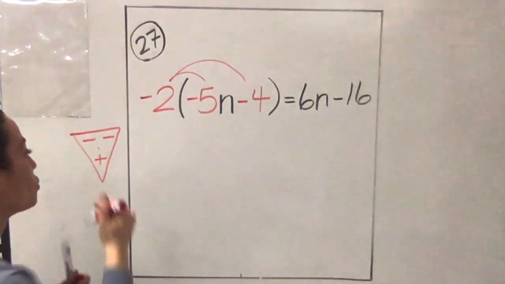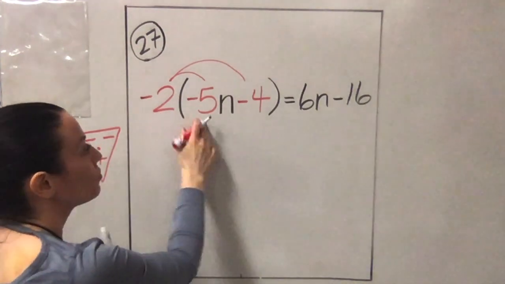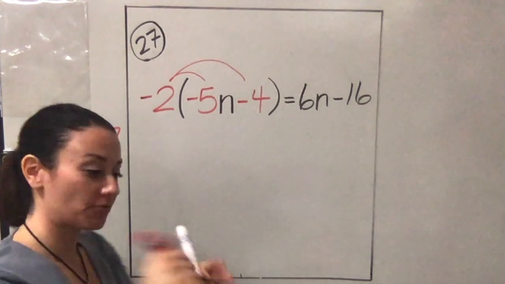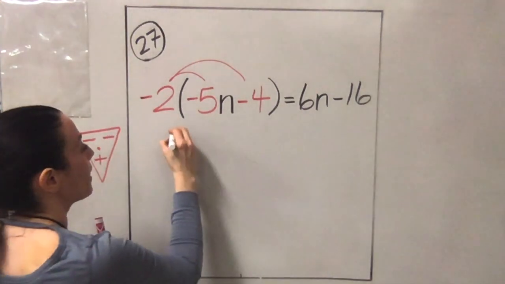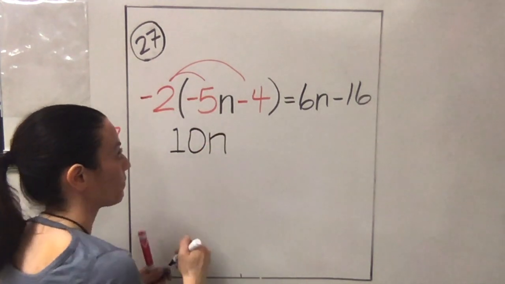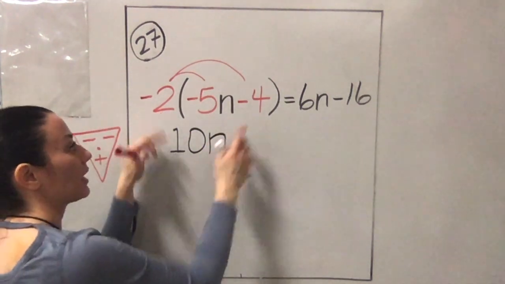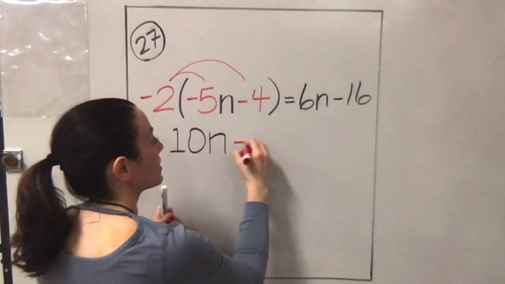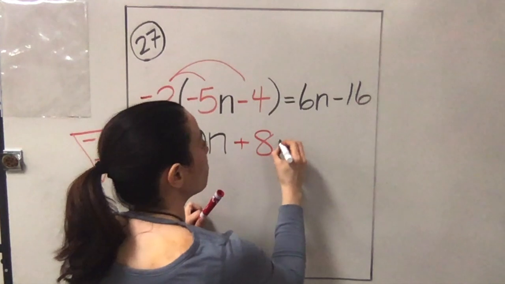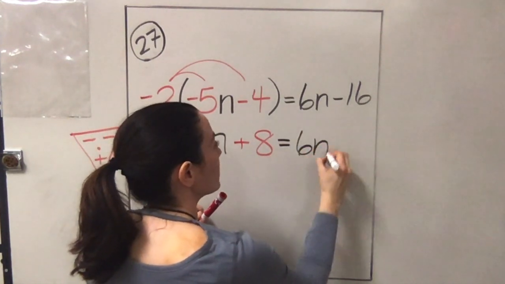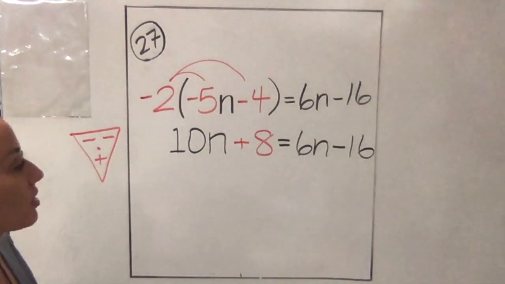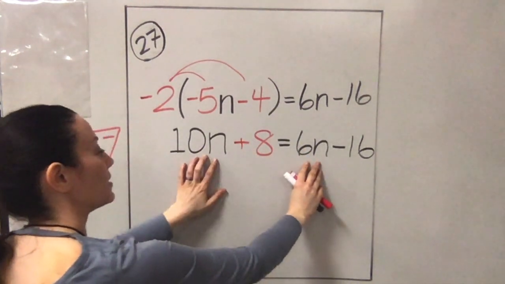Okay. So, what's negative 2 times negative 5n? Just put it all together and multiply. Negative 2 times negative 5. It's positive, right? Positive 10n. Don't forget the variable. Then negative 2 and negative 4 make a positive 8 when you multiply. Good. Now it's just going to equal, let's bring down these terms on the right side, 6n minus 16. Okay, we have 6n on the right and 10n on the left.